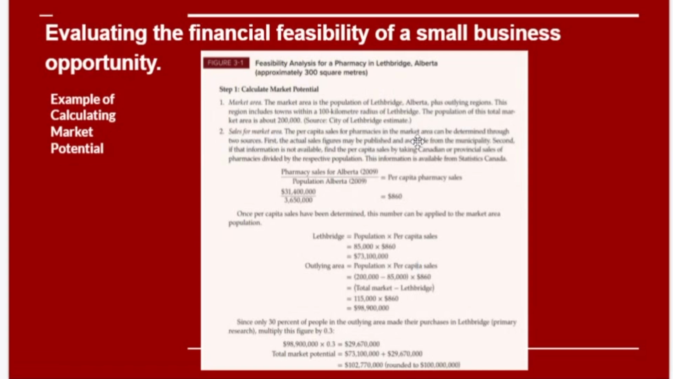Then, sales for the market area. The per capita sales for, in this case, pharmacies in the market area can be determined through two sources. First, actual sales figures may be published. Other people might have it already published. Second, if the information is not available, find the per capita sales by taking Canadian and provincial sales of pharmacies divided by the respective population. So this is Stats Canada information. You can get it locally or you can get it from Stats Canada.